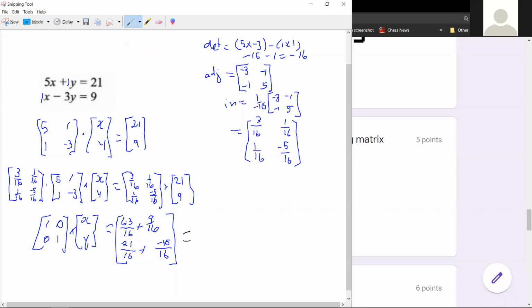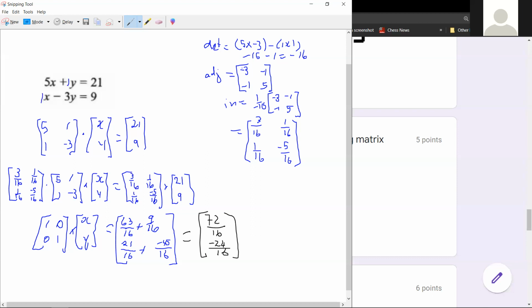So from here, all I do is add the tops and then simplify to get the answers. So 63 plus 9, that will give me 72 over 16. And 21 plus minus 45, that would give me a minus 24 over 16. And from here on, it's just a matter of simplifying.